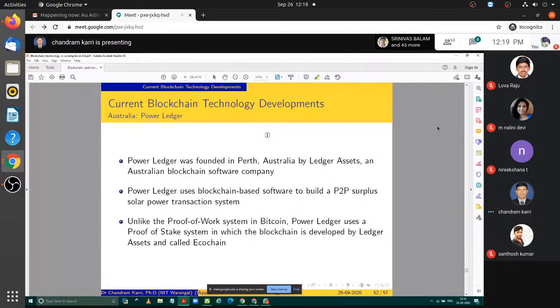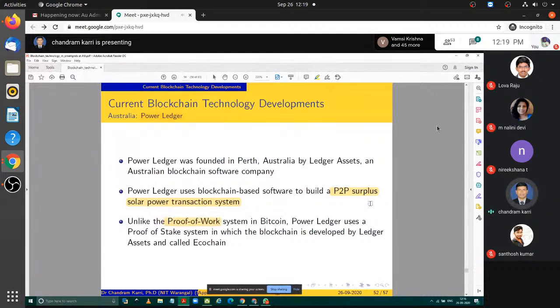Another blockchain technology development in the power sector is Power Ledger, in Australia. They are using a peer-to-peer solar power transaction system. Some classification in Bitcoin: peer-to-peer, P2P, and POW, proof of work.